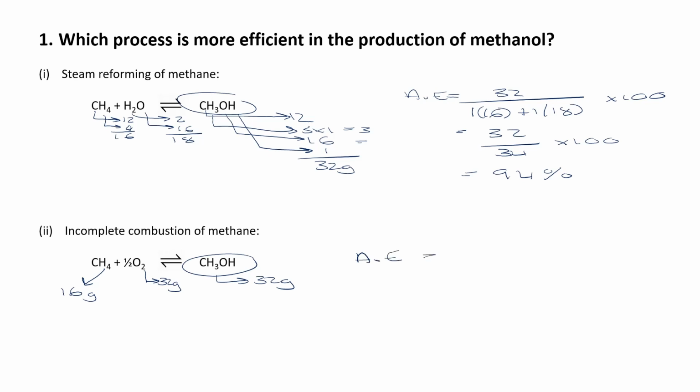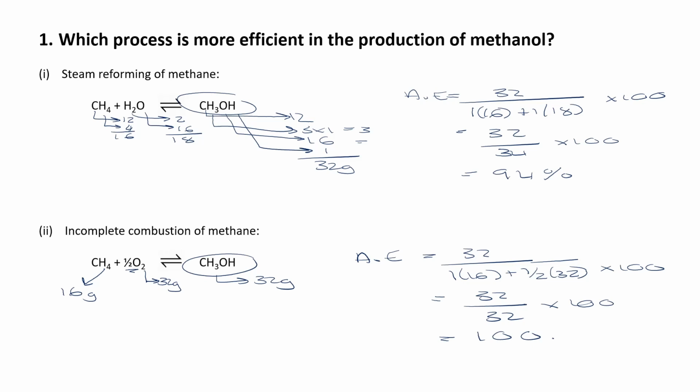Therefore, our atom economy is 32 divided by 1 mole of methane, so 1 times 16, plus this time we have a half mole of oxygen, so a half times 32. We therefore have a sum of 32 divided by 32 times 100, and therefore an atom economy of 100. From these calculations we can clearly see that the incomplete combustion of methane is the more efficient process.